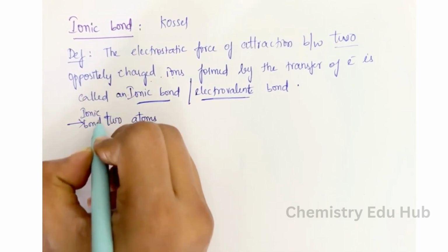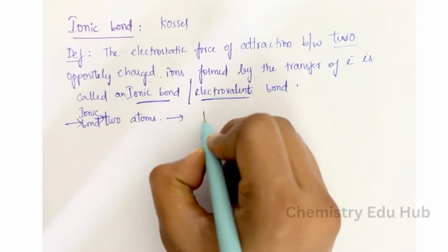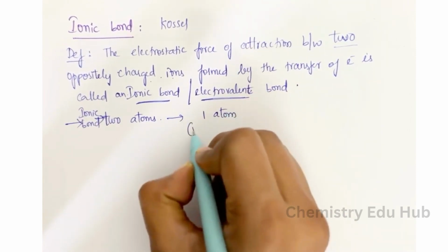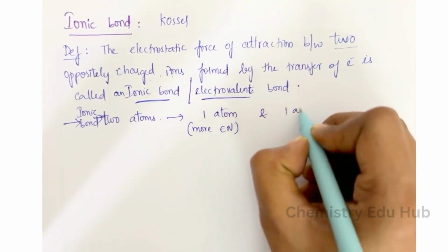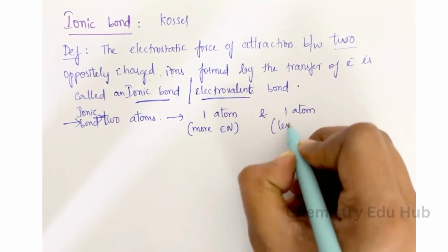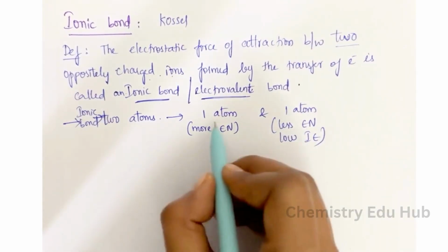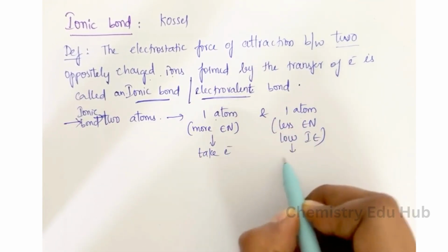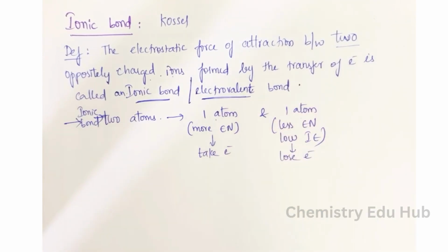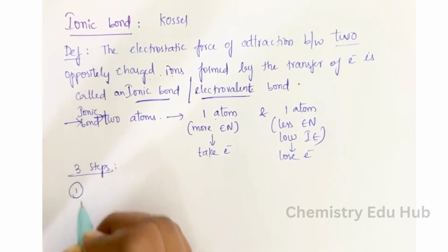Ionic bond is formed between two atoms where one atom has to be more electronegative and the other atom has to be less electronegative, or you can say low ionization energy. That means one should be ready to take electrons, the other should be ready to lose electrons. Only then you can see the transfer of electron. Ionic bond formation happens in 3 steps.